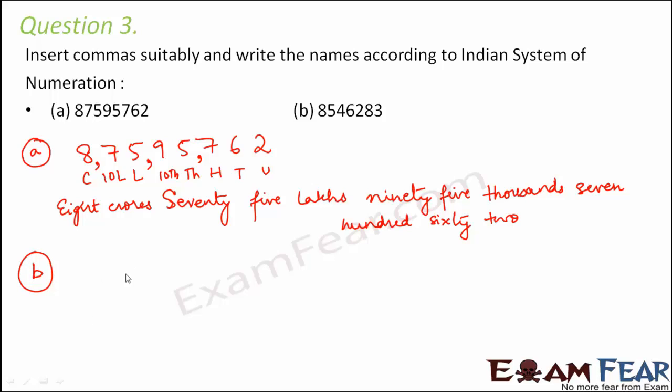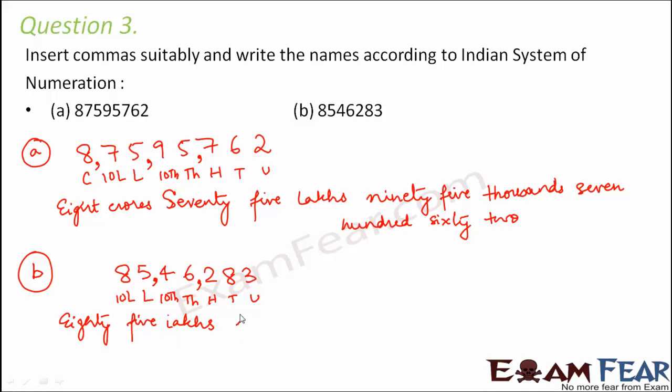Let's look at the second one. It says 8546283. So let's again position the digits: units, tens, hundreds, thousands, 10,000s, lakhs, 10 lakhs. This is a smaller number as compared to the first one. So let's separate the lakhs and the thousands, and that's how we have placed the commas. So this would be 85 lakhs 46,000 283.